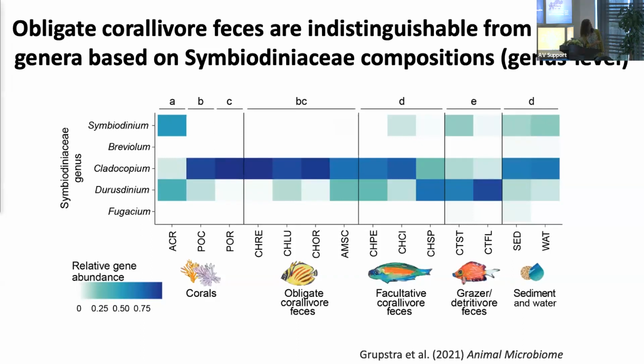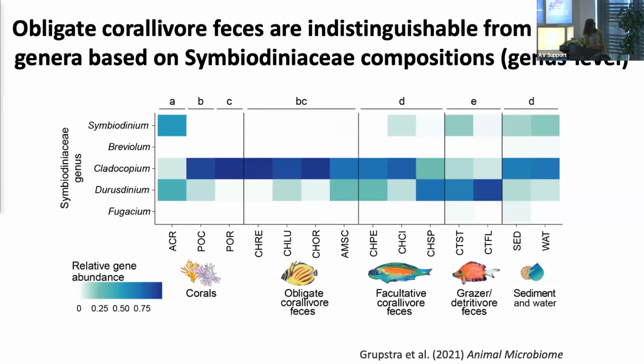And so here, darker blue colors just mean there's more of a particular kind of Symbiodiniaceae, and each of these is a fish feces or a coral genus. One of the things that we found on these moraine reefs, at the genus level but also at a lineage scale, is that some of these coral eating fishes' feces are genetically indistinguishable, in the types of Symbiodiniaceae present, from what's predominant in some of these coral colonies.